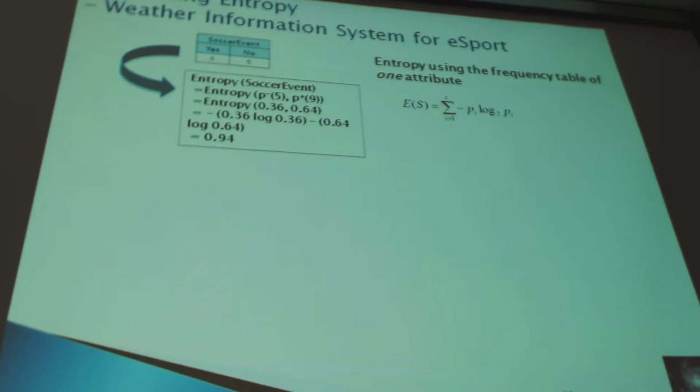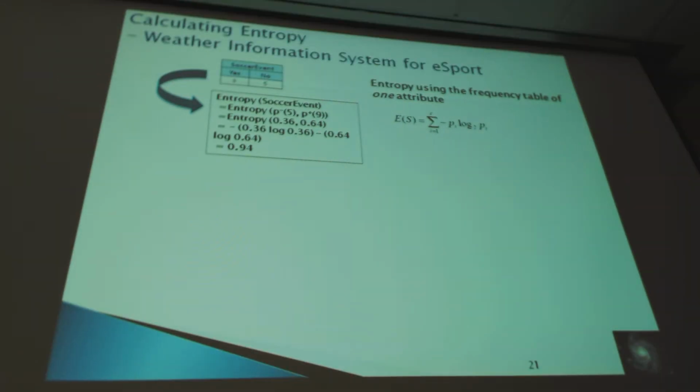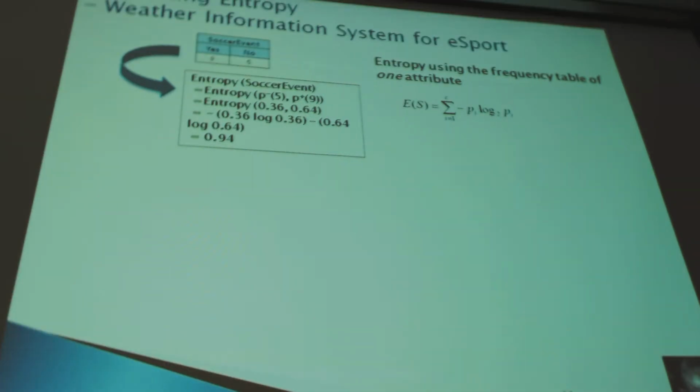So how do we calculate the entropy for the attributes using that formula that I showed? This is a real world example from the soccer event, the table that I showed earlier. Here the number of positive samples is 9 and the number of negative samples is 5. We plug them into the formula: entropy of the soccer event is minus the proportion of negative samples, 5 by 14, that is 0.36, log of 0.36, minus 9 by 14, which is 0.64, log of 0.64. And we calculate the entropy as 0.94.